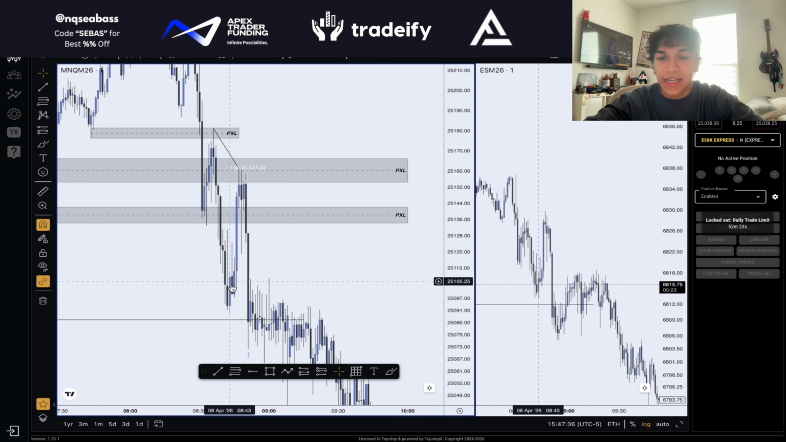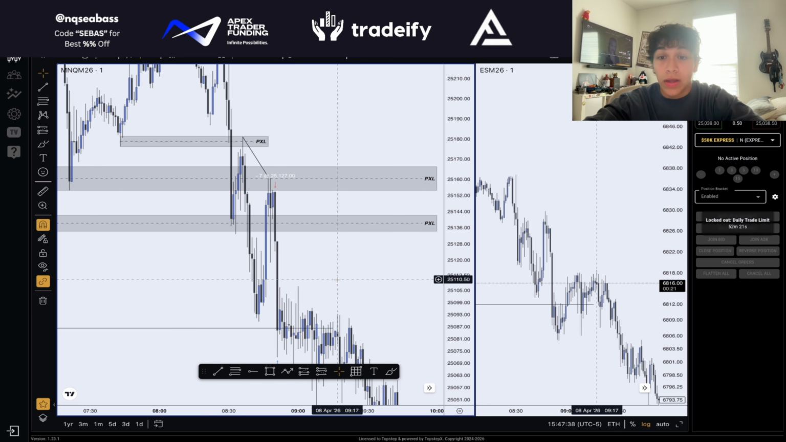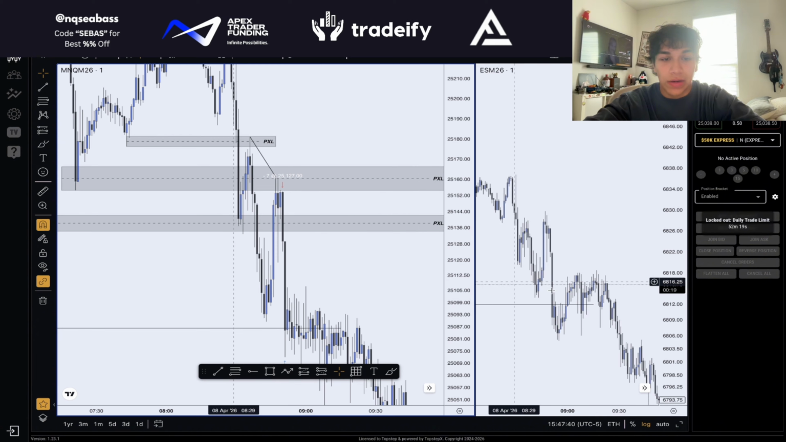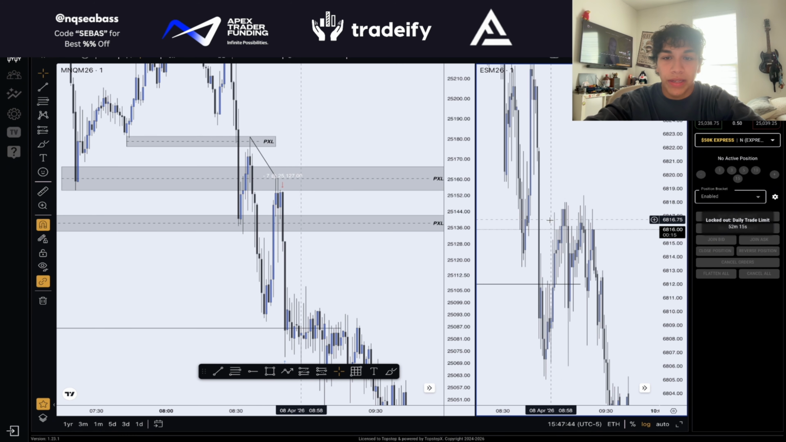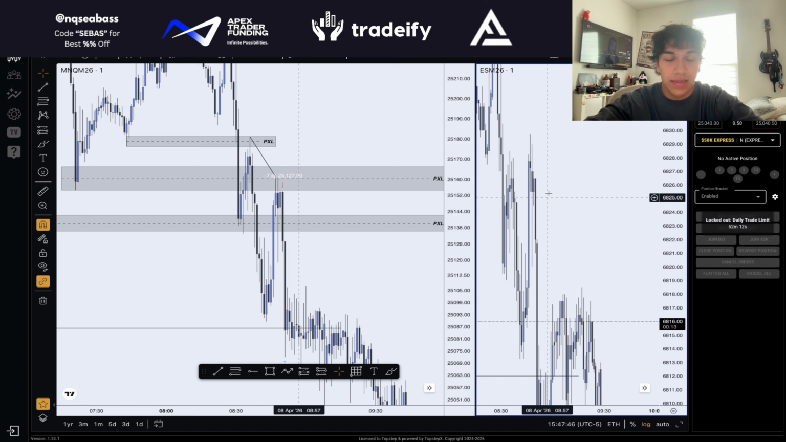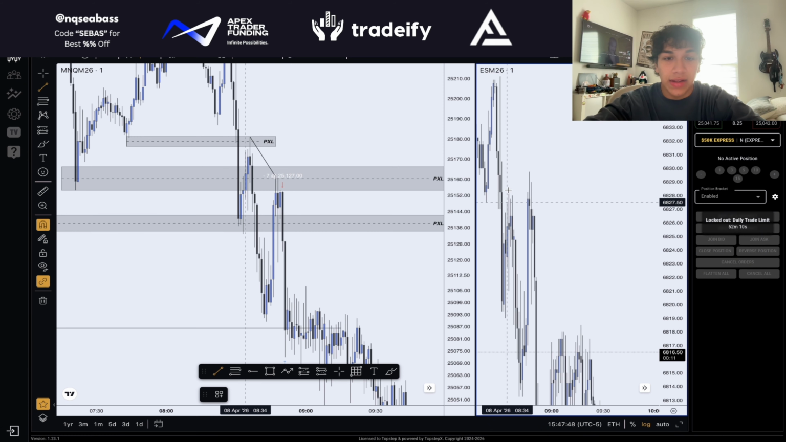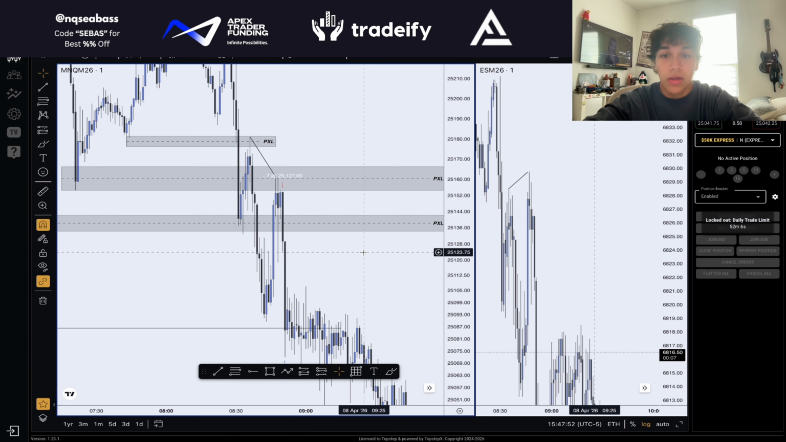Some of my friends did catch that long, right? But on the opposite end, we had PXL. Not only that, but with the PXL touch, we also ended up putting in an SMT at the highs, right? Which is really good confirmation, because we could expect a possible reversal here, especially because of the way we're trading.